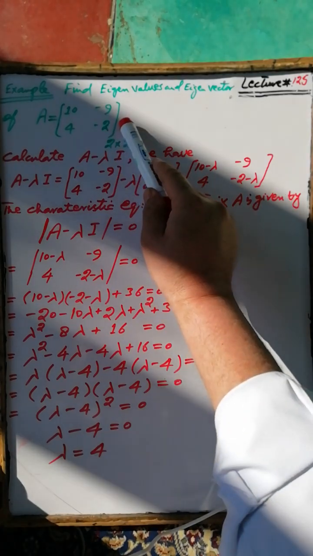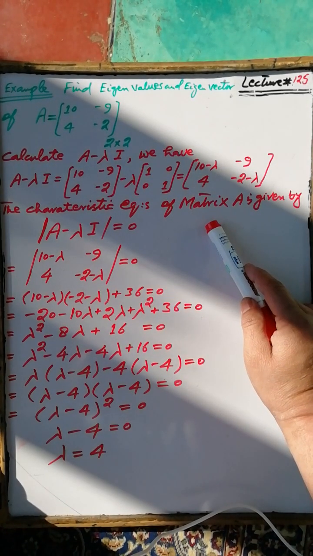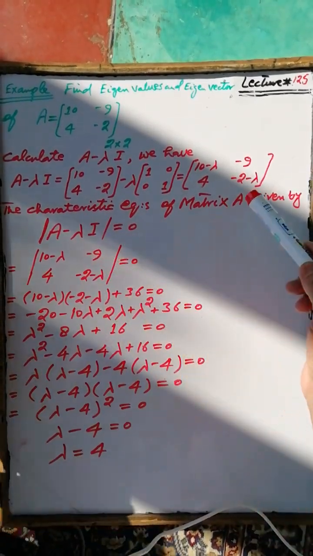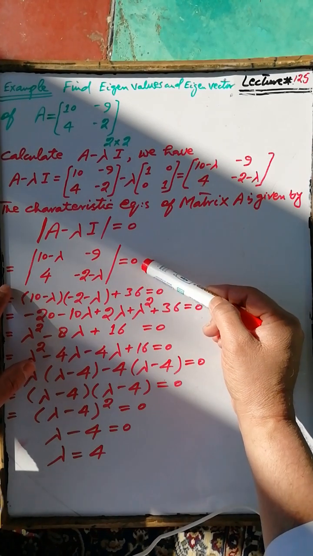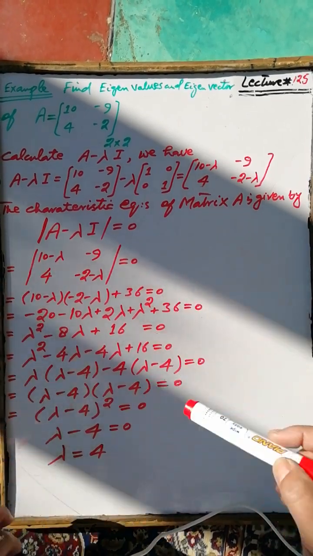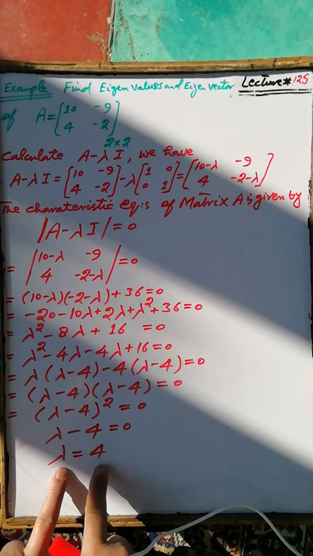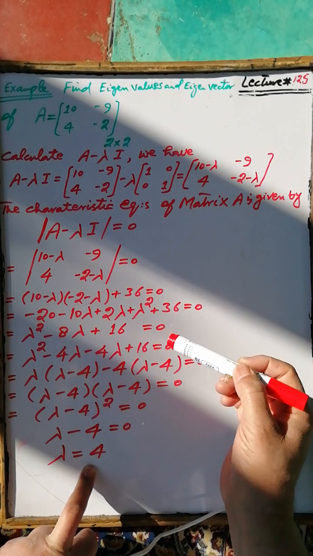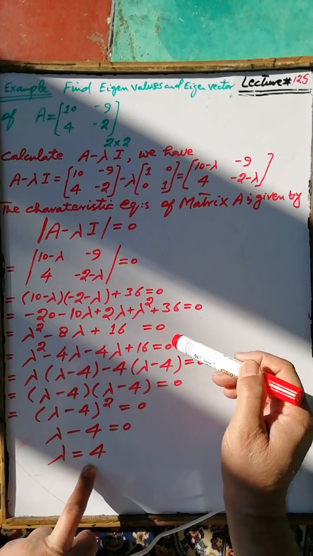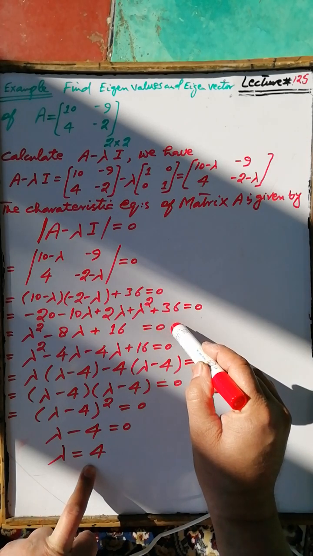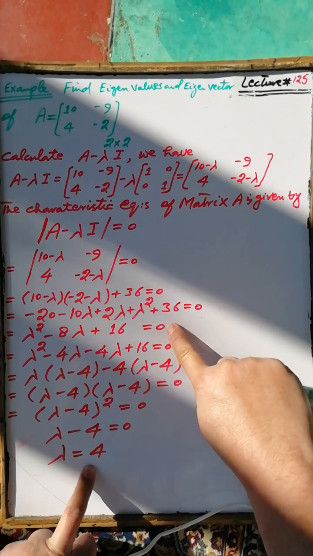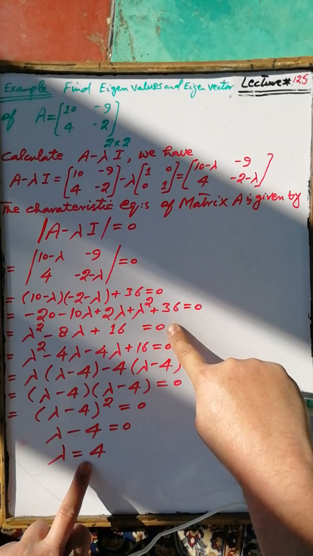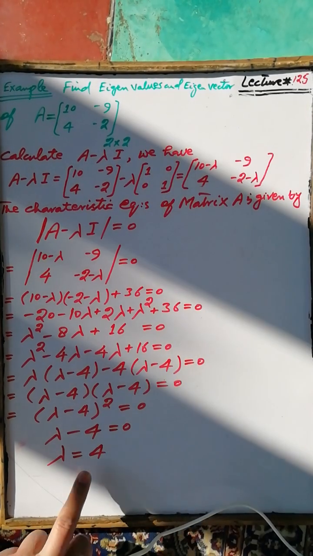Now the characteristic equation of a matrix A is given by the determinant of A minus lambda I equal to 0. That is, the determinant of this matrix is equal to 0, and after the expansion and calculation, the value of lambda is equal to 4. This equation is the characteristic equation of a matrix A, and the value of lambda calculated from this equation, 4, is an eigenvalue of a matrix A.